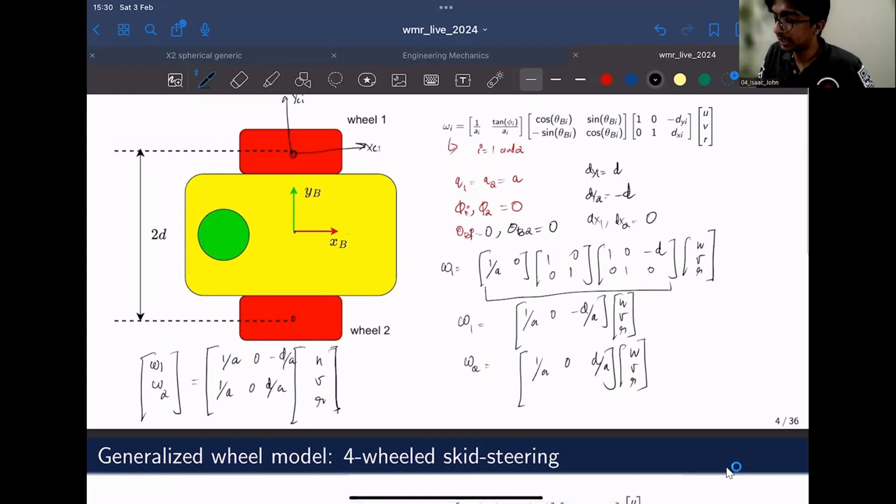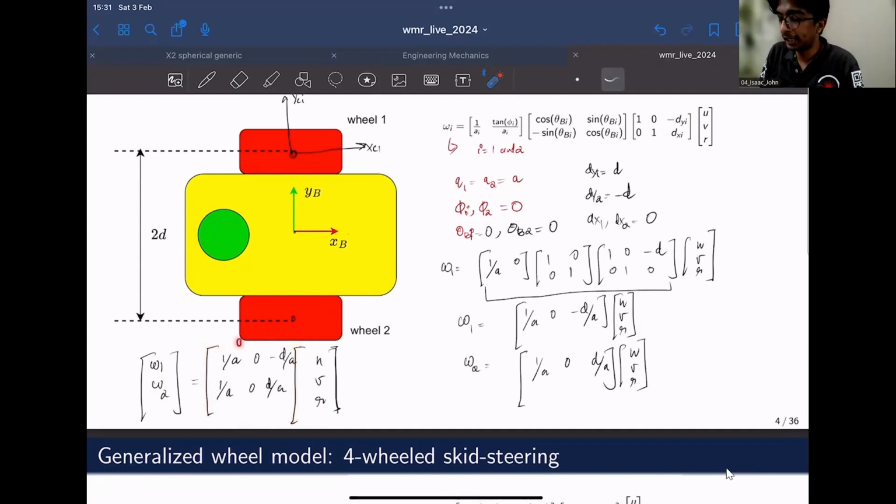So in this case, the real problem would be if we require a desired UVR, then how would you calculate omega 1 and omega 2? If you know this matrix, you only need to pre-multiply the desired UVR with respect to this matrix, so that you will be able to get the angular velocity of each of these wheels. But as you can see, this is also a non-square matrix, right? This is a 2 cross 3 matrix.